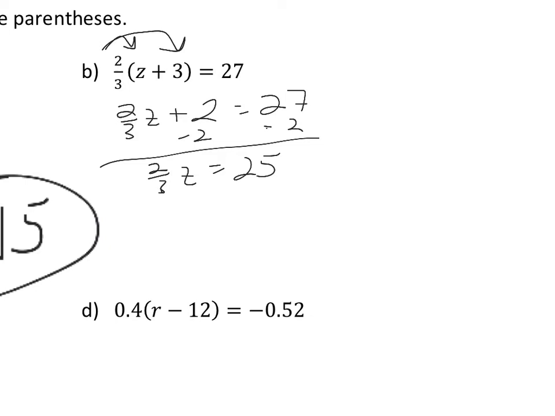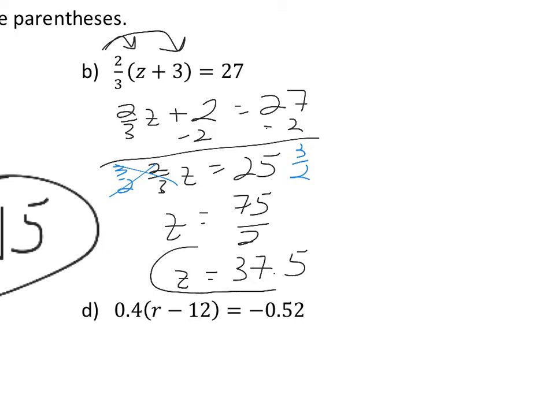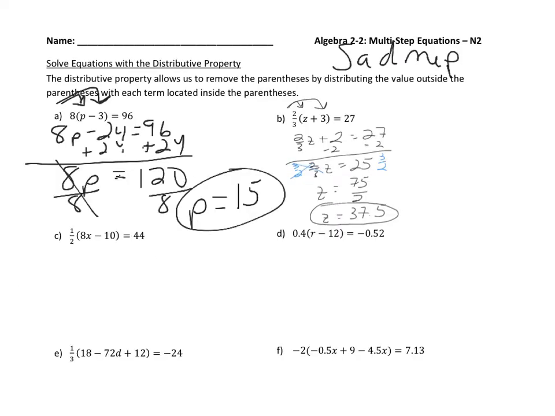Or our shortcut method is that, of course, we multiply by the reciprocal, which cancels out our 2/3 z. So we're left with z equals 75 over 2, which is a whole number multiplied by a fraction, which then reduces to z equals 37.5. Since we solved for z, we are finished.